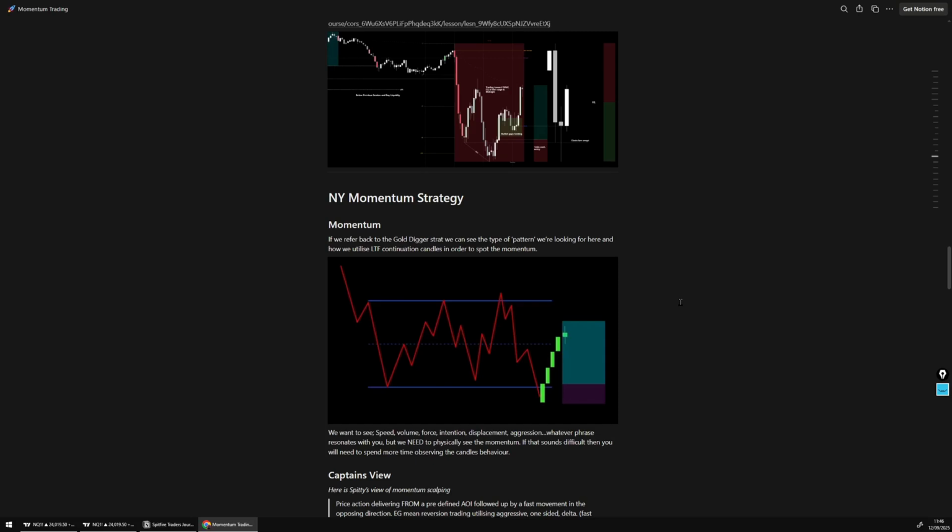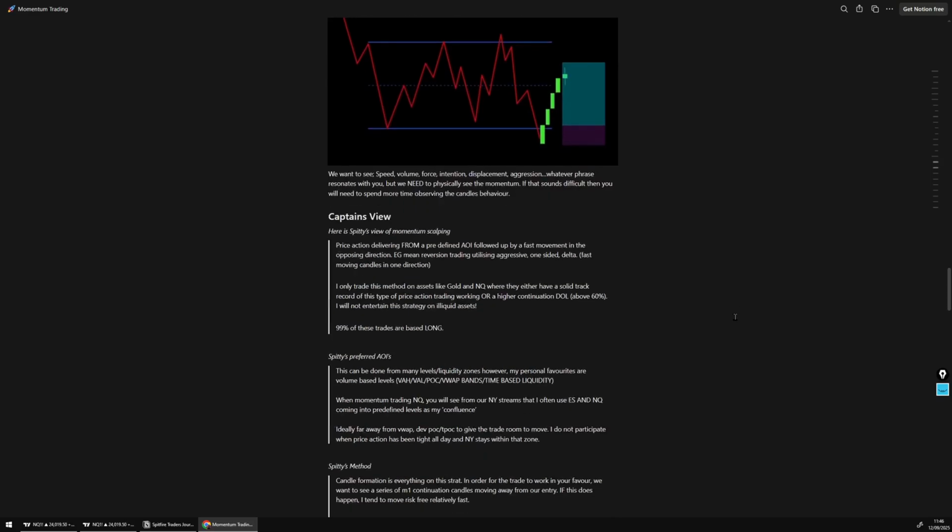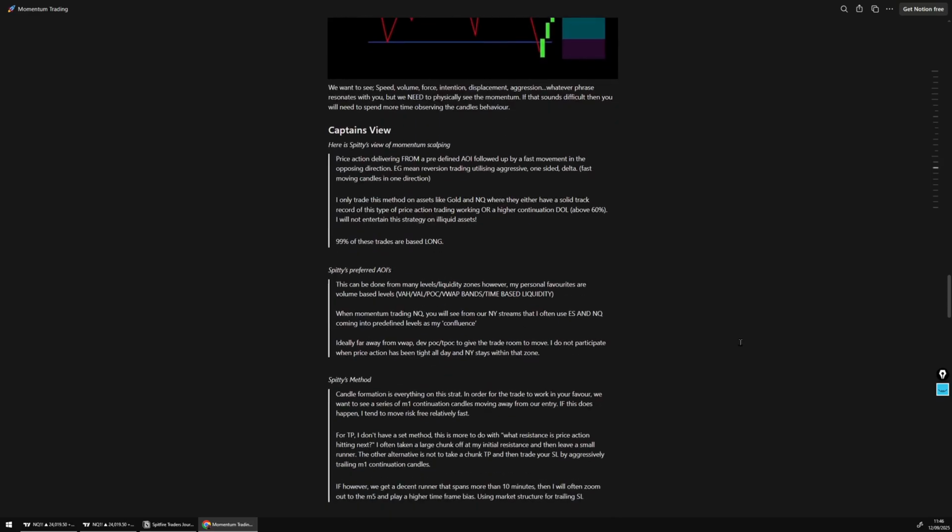Okay, so if that sounds difficult, then you just need to spend a little bit more time observing the candle's behavior. Okay, so that's going to be the first real step in utilizing this strategy. So we've got some captain's views here. So Spitty's going to jump on and actually run through these a little bit as well.